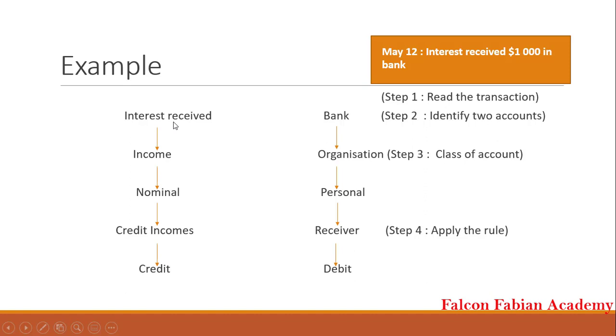Let's do it one more time. Interest received is an income, and incomes come under the category nominal account, and the rule for nominal account is debit all expenses and losses and credit all incomes and gains. So we are going to credit this. Bank is an organization. Organization will come under the category personal account, and the rule for personal account is debit the receiver and credit the giver. Therefore bank will be debited.